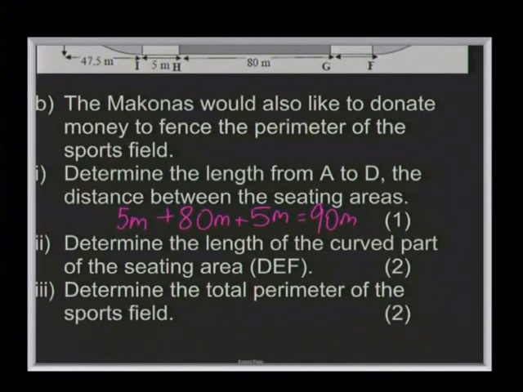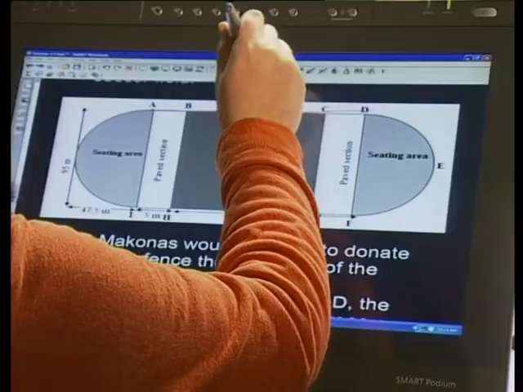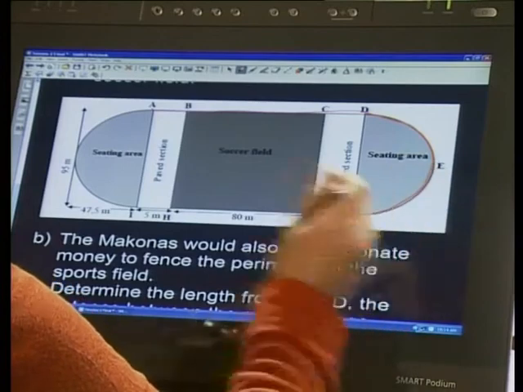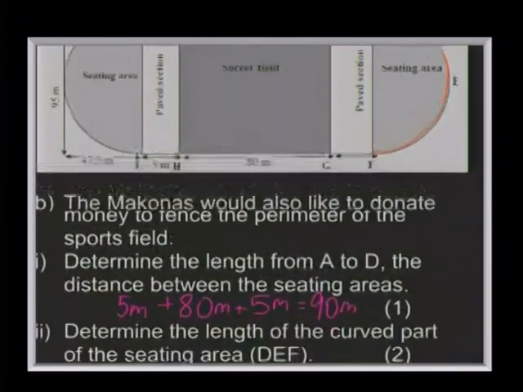Now we want to determine the length of the curved part of the seating area DEF. So let's go back to my seating area. What is that? Let's use a different color so we can see the difference. DEF is that curved part. What do we know about the seating area? We know that the seating area is a semicircle. It told us here, the seating area was a semicircle, half a circle. We know the radius of that seating area was 47,5. So using those facts, we can do the calculation.